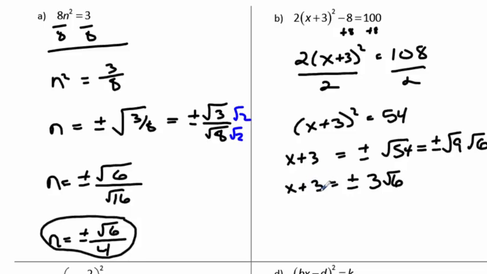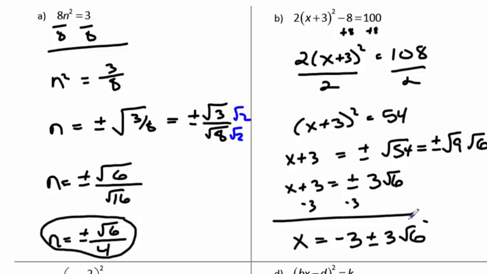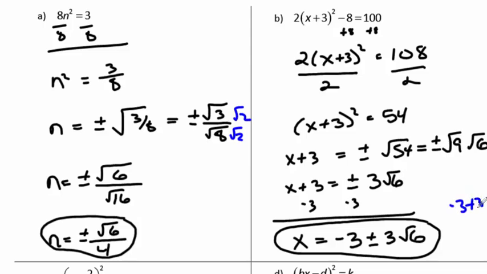And I need to subtract the 3 over to figure out what x is equal to. So if I subtract this 3 over, since 3 is not going to be a like term to 3 square root of 6, I can just stick it in the front. I can say x equals negative 3 plus or minus 3 times the square root of 6. So these two answers, if you're going to write them separately, would be negative 3 plus 3 square root of 6 and negative 3 minus 3 square root of 6. Those are the two answers written separately.